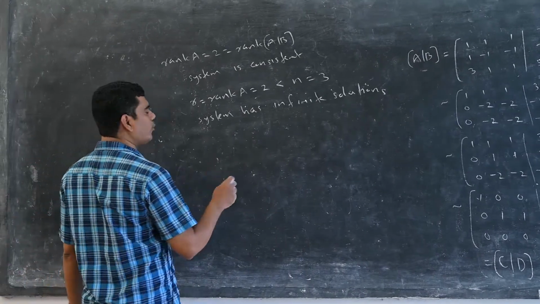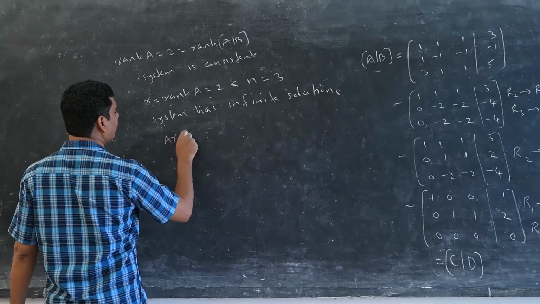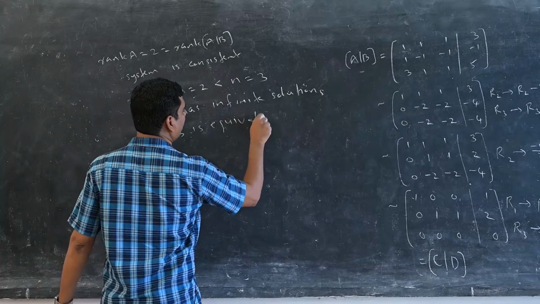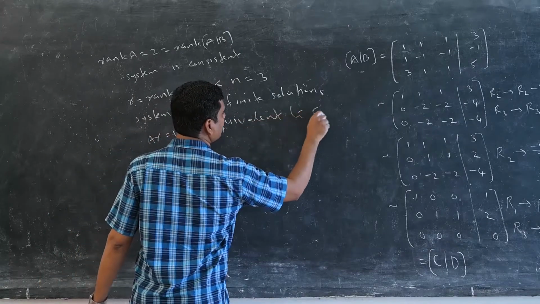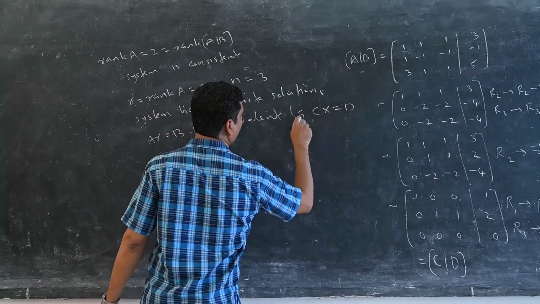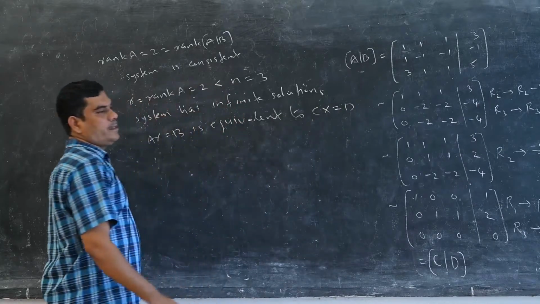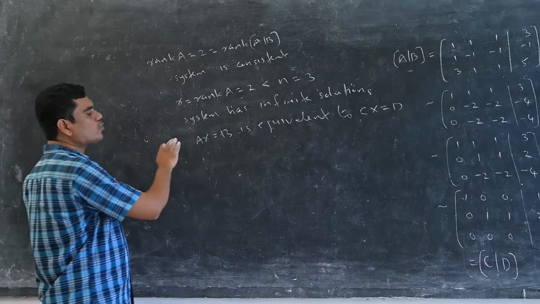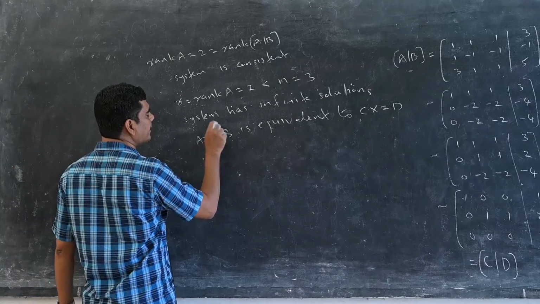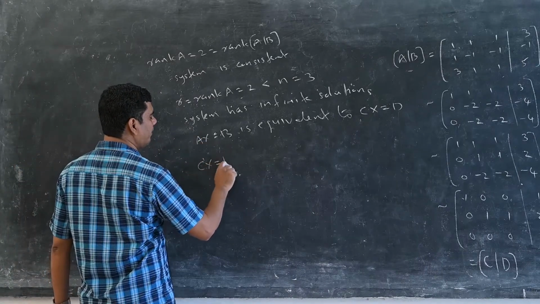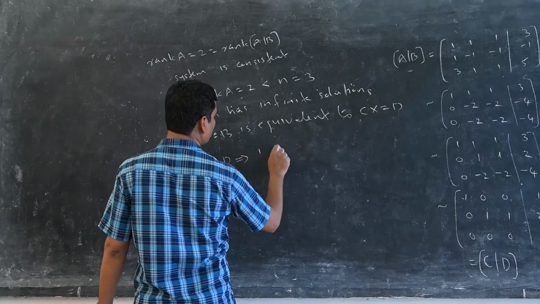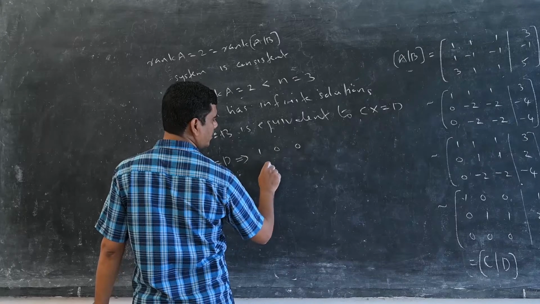Now the system Ax equal to B is equivalent to Cx is equal to D. Ax equal to B and Cx equal to D have the same solution. So to find the solution of Ax equal to B, we have to solve Cx equal to D. Cx is equal to D implies it is 1 0 0, it is 0 1 1.